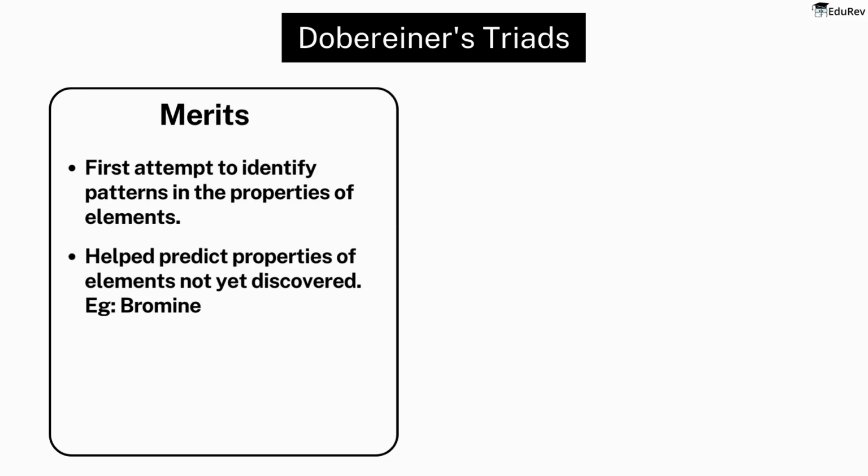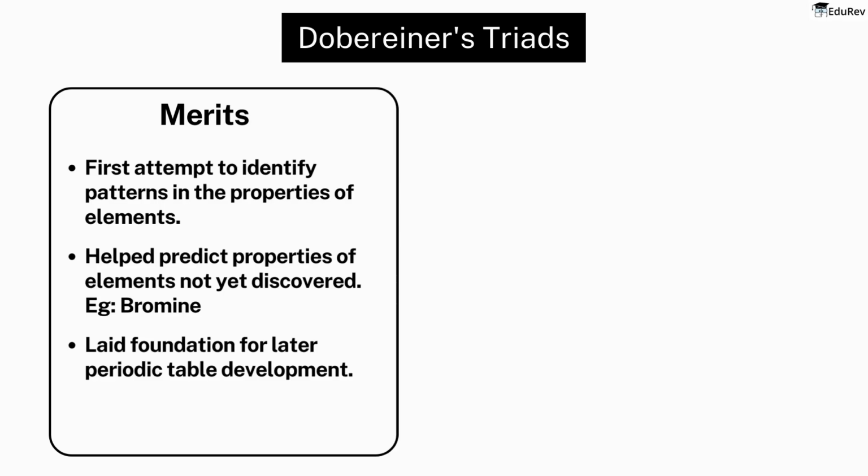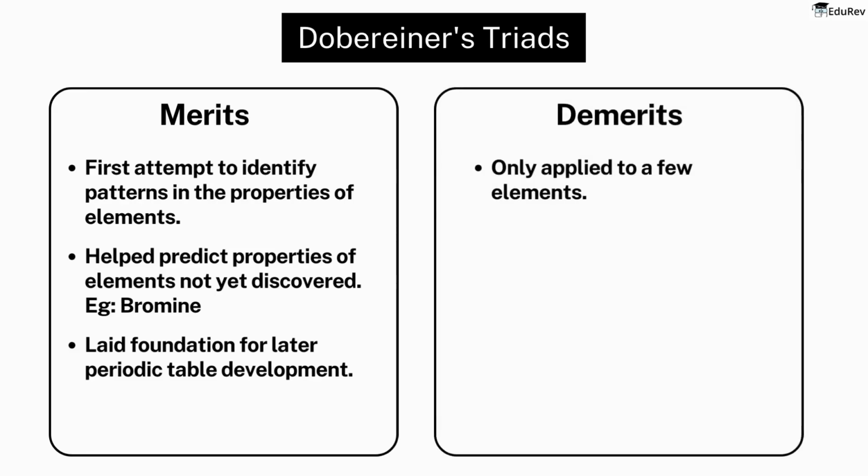Döbereiner correctly predicted the existence of bromine, an element with properties that fit into a triad with chlorine and iodine. Dobereiner's work also laid the foundation for later periodic table development by showing that there were patterns in the properties of elements that could be identified and used to classify them.